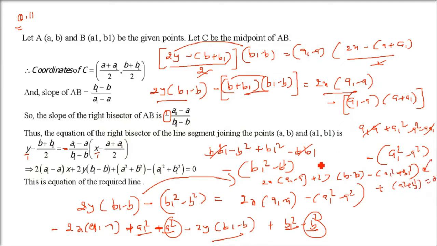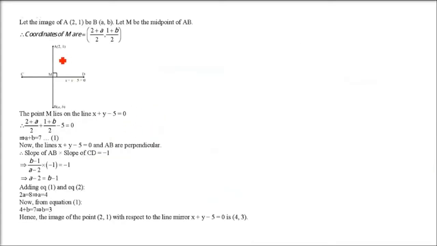Okay, this multiplication was just to show you that if a1 a comes, you need to be very cautious about forming this. Minus, plus can go here and there. Question number 12: find the image of the point (2, 1) with respect to the line mirror x plus y minus 5 equals 0.